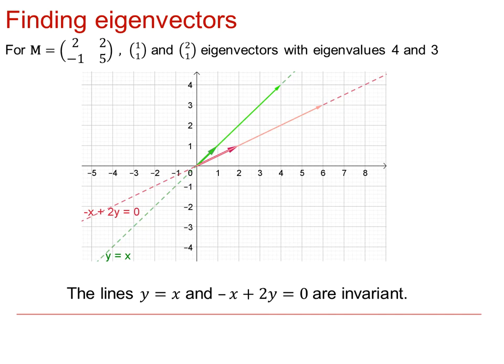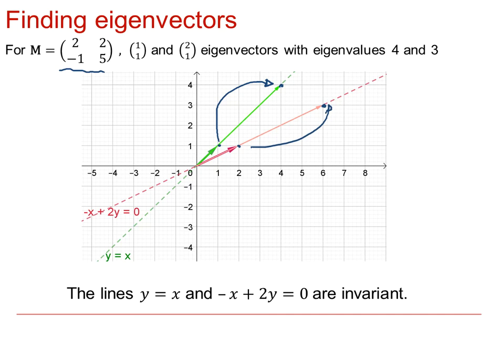So here we have a picture of what's going on. We've got the matrix, which we're considering, 2, 2, negative 1, 5. And each of the eigenvectors are marked on there, (1, 1) and (2, 1). Now if we look at what happens to each of those vectors, the green one first of all becomes the vector (4, 4). So that point (1, 1) has mapped onto the point (4, 4). Similarly, (2, 1) has mapped onto (6, 3).